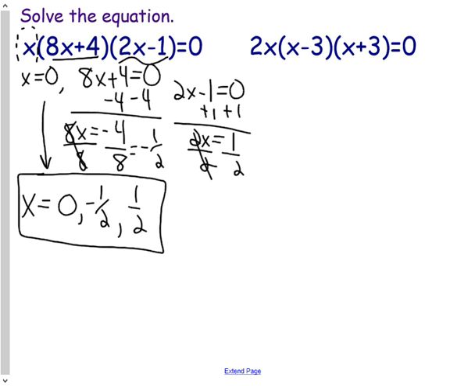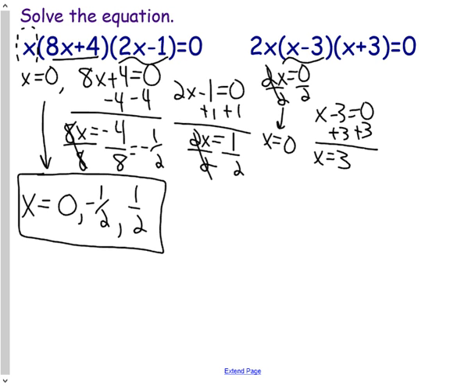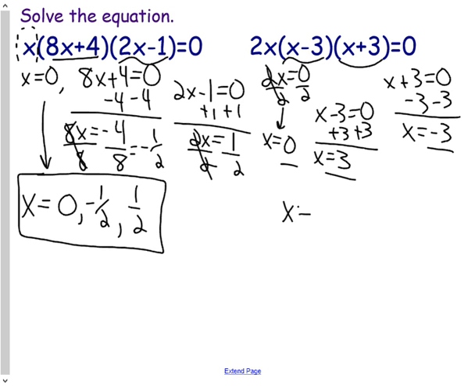A couple more sets to go. 2x equals 0. Divide by 2. 0 over 2 is still 0. This is x equals 0. Next set. x minus 3 equals 0, plus 3. We don't have to divide by anything here. x equals 3. And then x plus 3 equals 0. Minus 3 from both sides. x equals minus 3. Now group our three answers together: 0, plus 3, and minus 3. And those are our three answers.